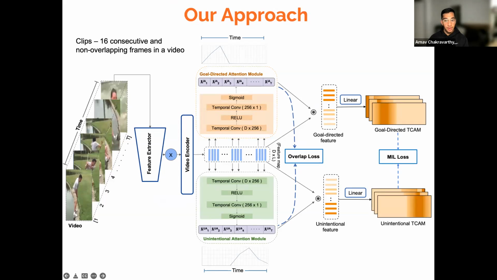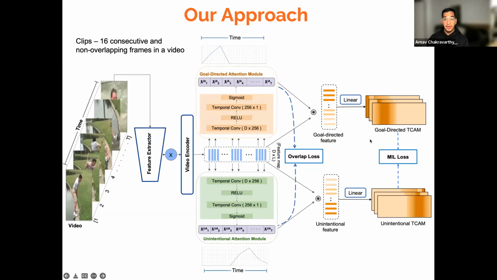We then pass these features to temporal attention modules, which extract one-dimensional temporal weights, which capture the importance of a clip in predicting the goal-directed or the unintentional action. These temporal attention weights are class agnostic and are only used to identify the regions of interest. We then get the goal-directed and the unintentional feature by computing a dot product between the feature maps as well as the temporal attention weights.